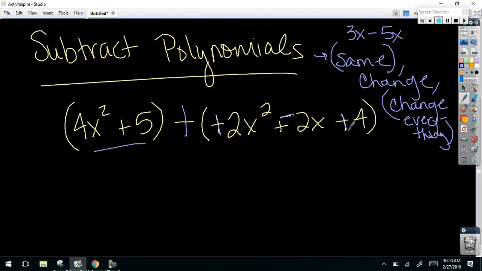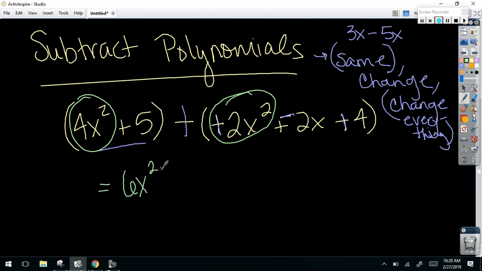So now it's an addition problem, which means I need to gather up my like terms. 4x squared terms up with what? And it's positive now, right? Because I changed it. What is 4x squared and 2x squared? Do we still need to look at the exponent? Yes.